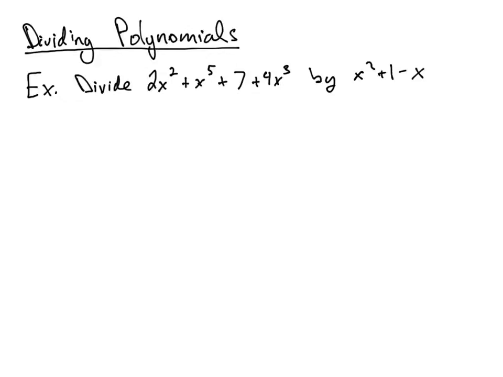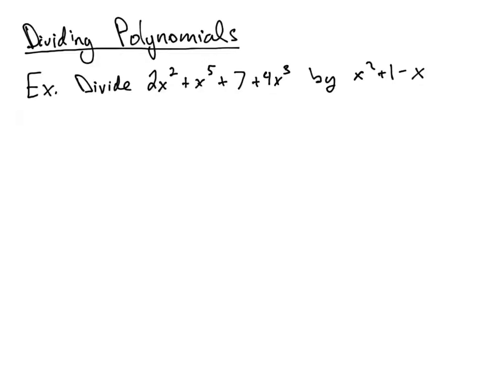In this video we will be dividing polynomials, and we'll do that through a series of examples. Now this first one says to divide 2x squared plus x to the fifth plus 7 plus 4x cubed by x squared plus 1 minus x.